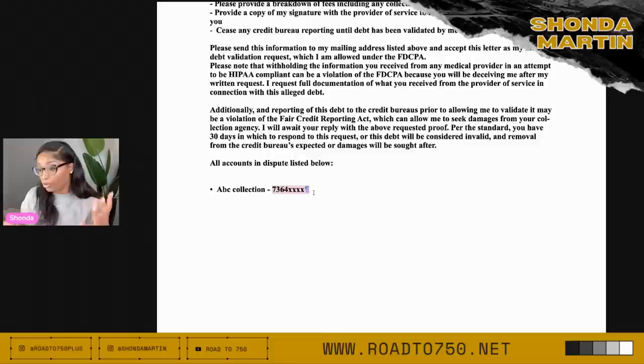Right. And also the account numbers. It's going to be a partial account number because they're not going to put your full account number. So if they're only giving you something like XXXX1234, that's exactly what you will put on the letter. Just put it exactly how they have it reporting.